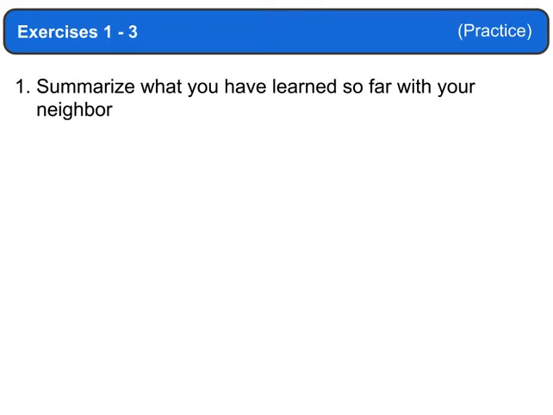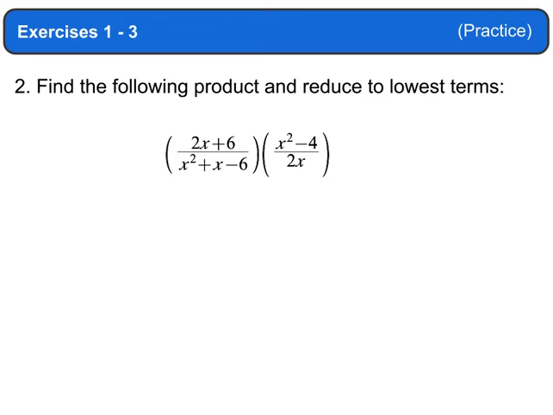We're not going to do exercise number 1, where it says to summarize what you learned so far with your neighbor, for the video anyway. So let's look at number 2. Find the following product and reduce to lowest terms. We're going to do the same thing that we just did. We're going to factor everything that we can factor. This one right here has a greatest common factor of 2, and so we have an x plus a 3 left over.